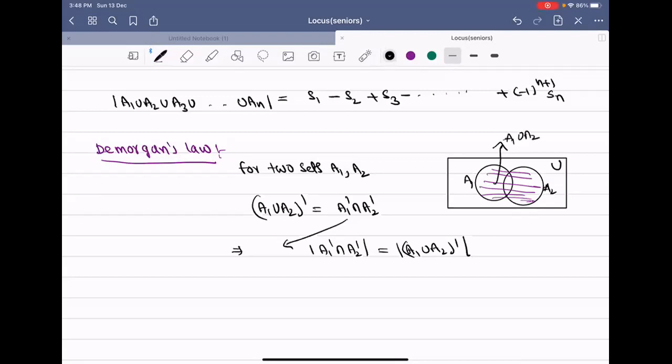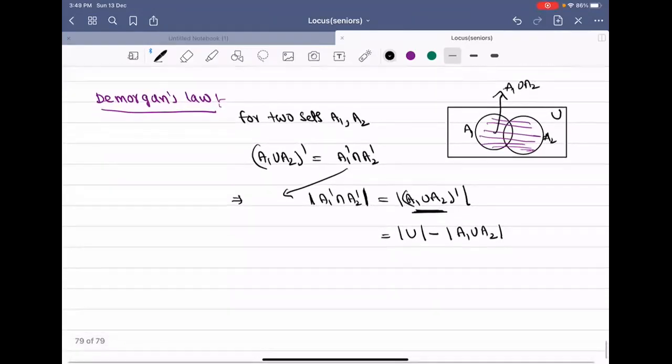So number of elements in A1 prime intersection A2 prime is equal to number of elements in (A1 union A2) prime. A1 union A2 prime meaning is what? The elements which are present in universal set but not in A1 union A2. Right? Yes, sir. So that is equal to all the elements in the universal set, the rectangle, minus the A1 union A2 shaded region. Number of elements in universal set minus number of elements in A1 union A2.